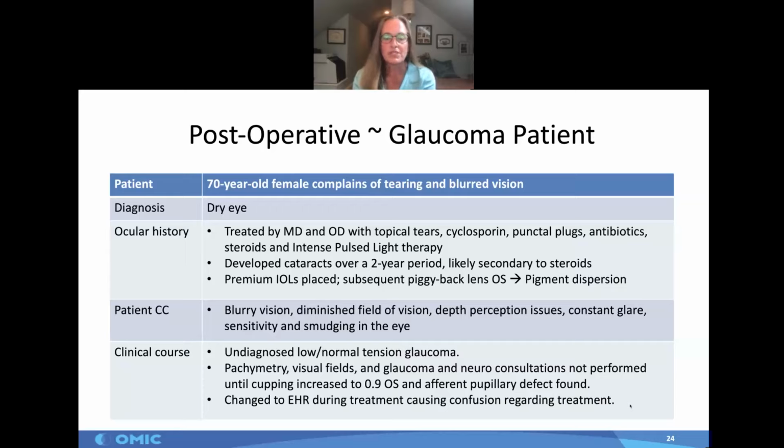The problem also was that they changed the electronic medical record during treatment, and this caused some confusion in the documentation as well. But there were many risk factors that could have led the treating ophthalmologist to do more testing earlier on. This patient was on steroid drops, had elevated pressure, and also a family history of glaucoma. Next slide, please.